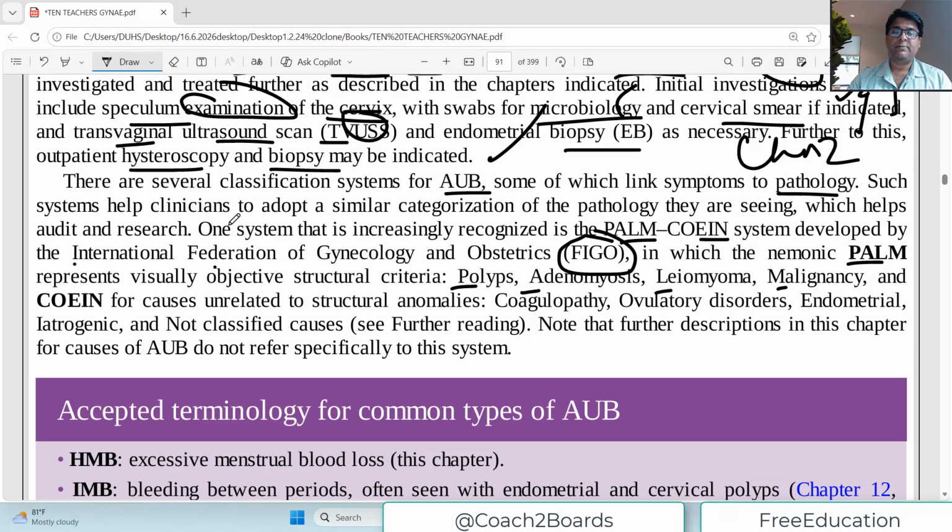So yani the female is presenting you with heavy bleed or abnormal uterine bleed. You do the investigation, examination. You see either polyps or adeno or leo or malignancy. So that's the PALM criteria.